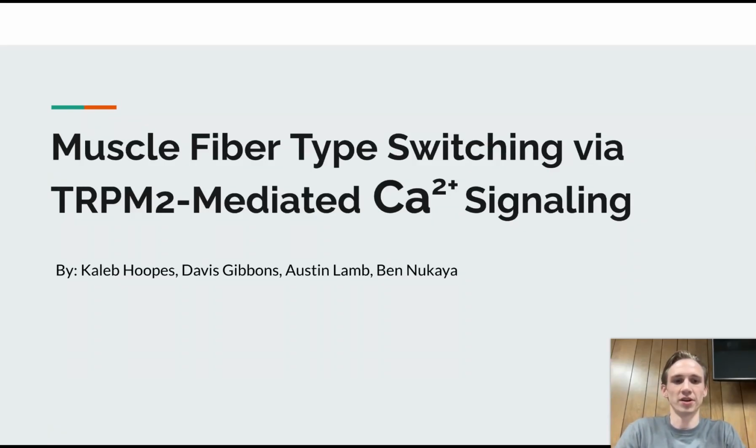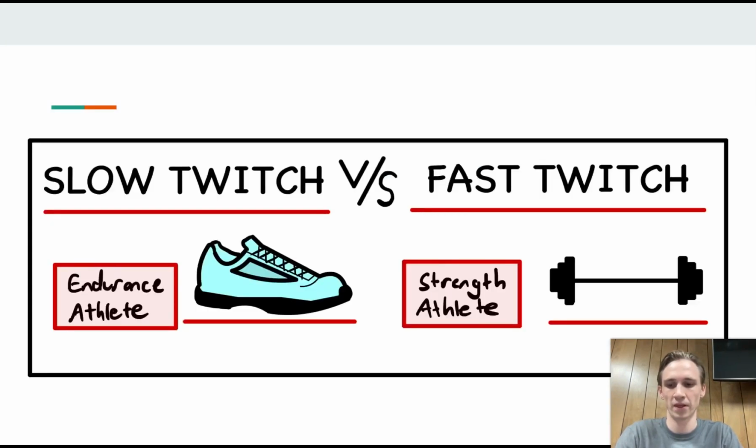Today, we will be presenting on our study of muscle fiber type switching via TRPM2-mediated calcium signaling. In this study, the researchers manipulated a specific calcium permeable cation channel, TRPM2, to promote muscle fiber type switching in mice through exercise.